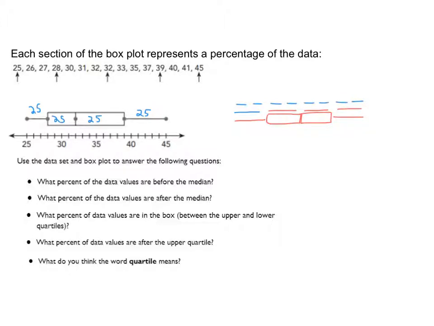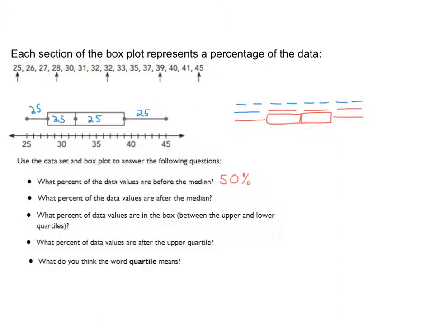So you can answer a lot of questions knowing that. Let's take a look at a couple of these questions. The first one says, what percent of the data values are before the median? So we know this middle number is the median. We then add all the sections below that. So we have a 25 section, we have another 25 section. So that means that 50% is below the median. And that should make sense because we know the median divides our data in half, so 50% will be below and 50% will be above.